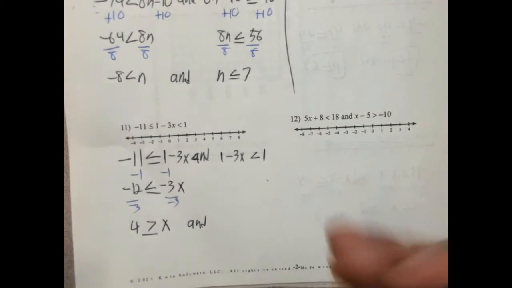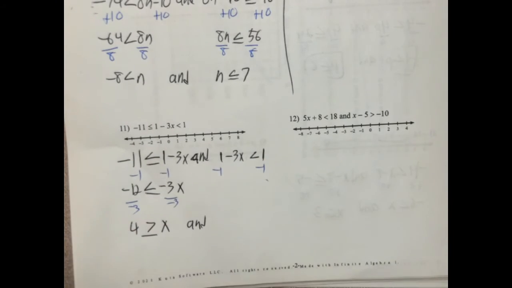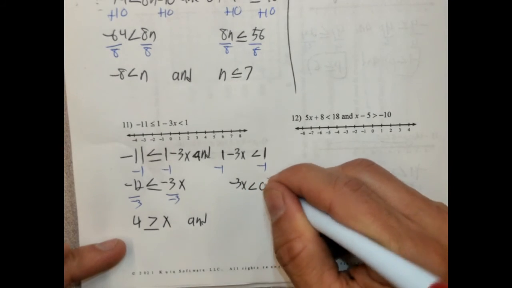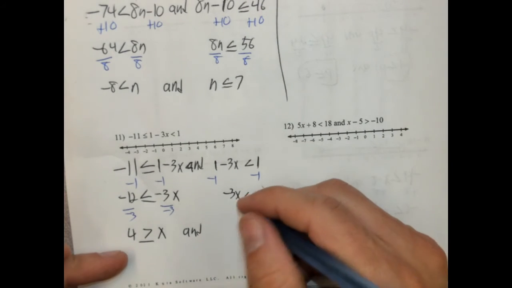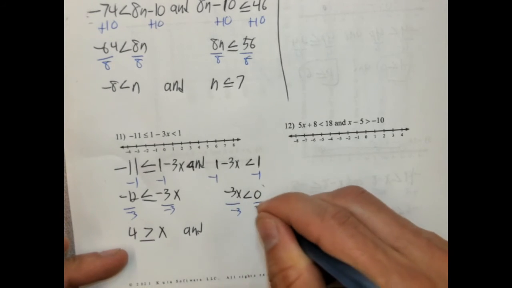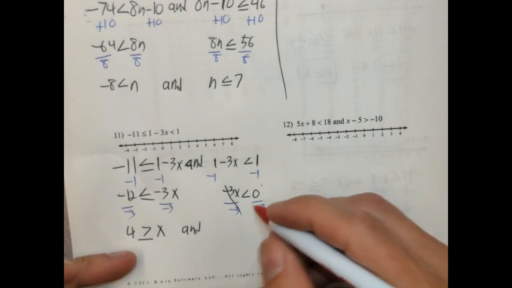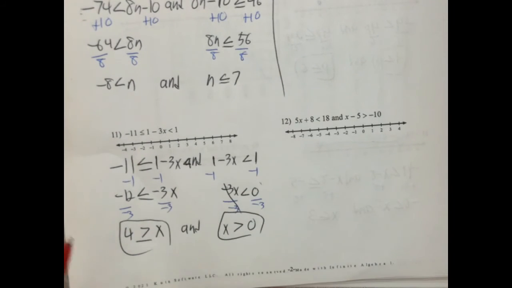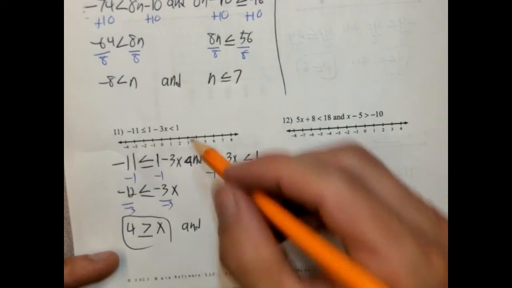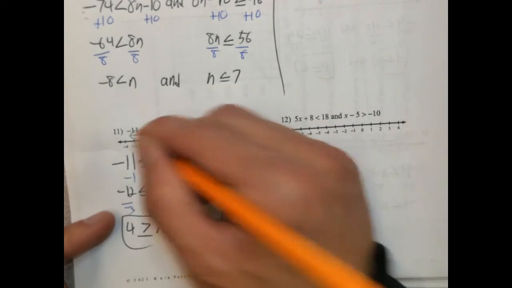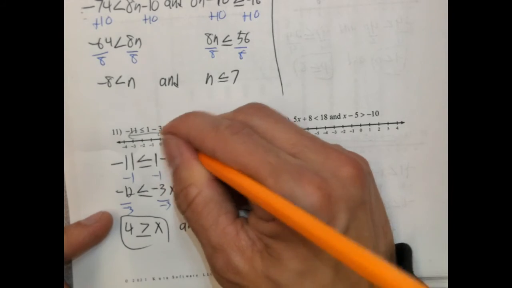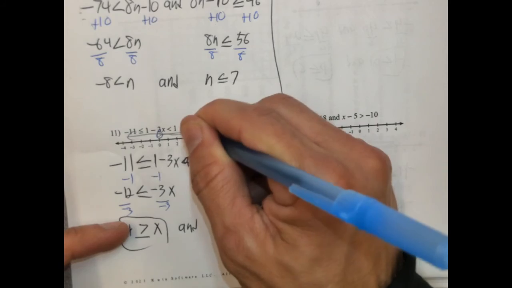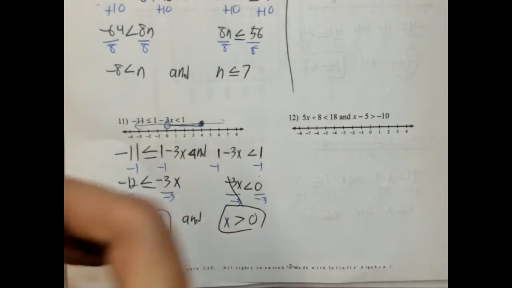And let's subtract 1 from both sides. So negative 3x is less than 0. Divide both sides by negative 3. And again, we have to change the direction of the inequality symbol, so x is greater than 0. Okay. All right, so inclusive at 4 going to the left. Non-inclusive at 0 going to the right. So open circle, closed circle, and this is the area they have in common, and that is that.